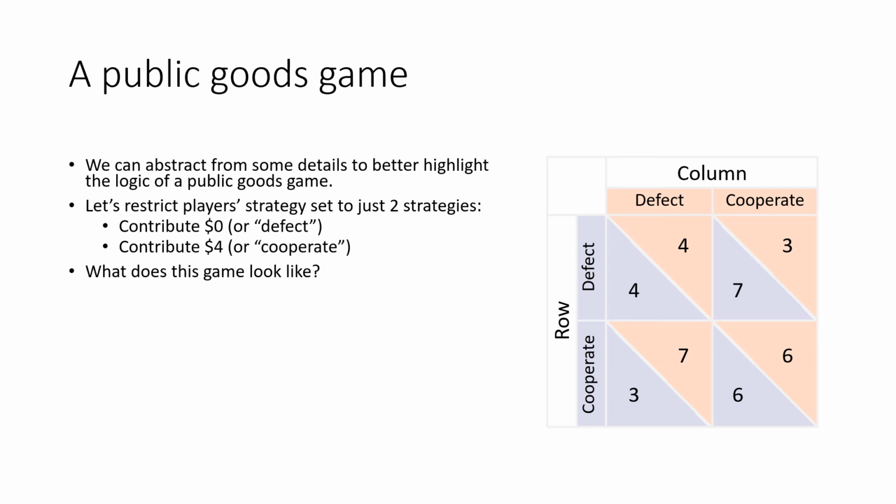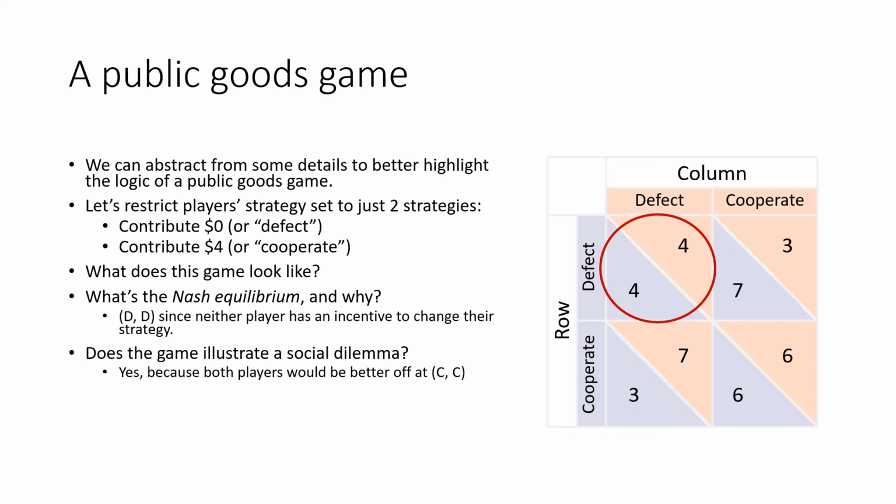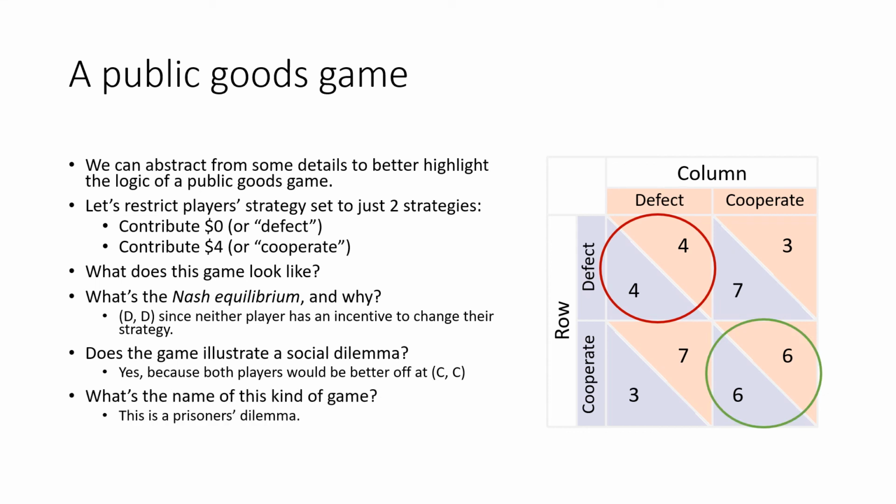Now you can stop the video for a second and think about what the Nash equilibrium is in this game and why. As you can see, the Nash equilibrium is 4-4 in this game, DD, defect, since neither player has an incentive to change their strategy, which means a Nash equilibrium. Does the game illustrate a social dilemma? The answer is yes, because both players would be better off at CC. What is the name of this kind of game? This is a prisoner's dilemma.